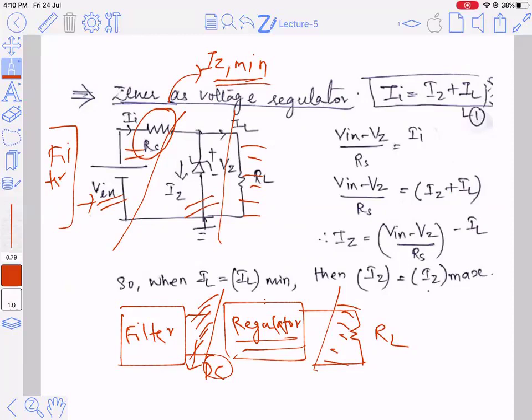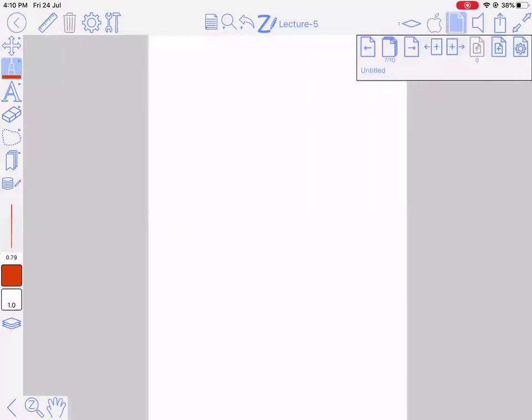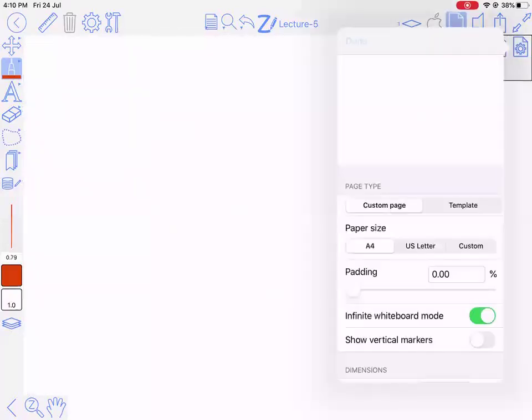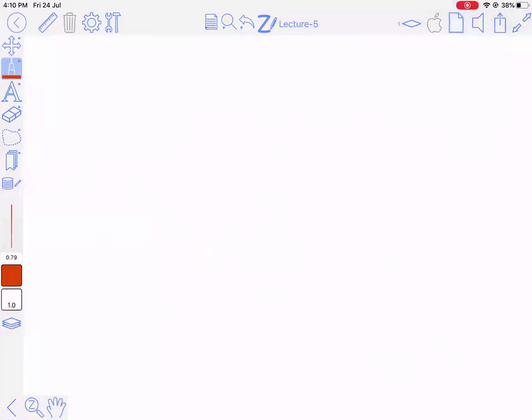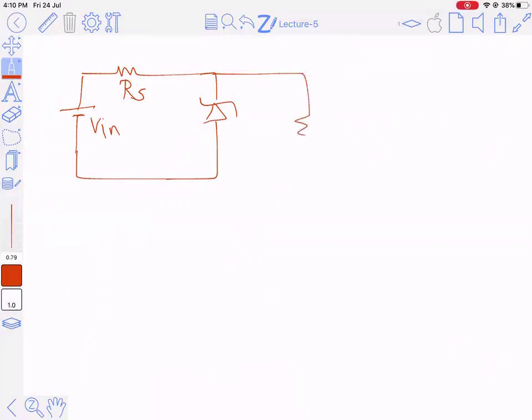Whenever we draw Zener as regulator, first thing we draw is supply. So this is my Vin. This is Rs. Then I have Zener. This is my load.